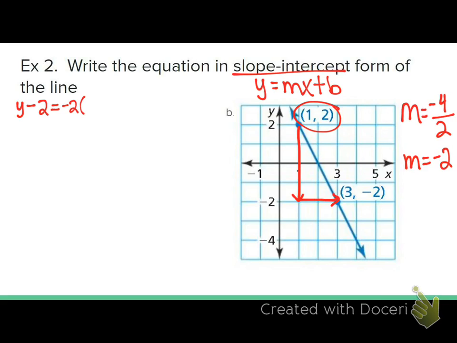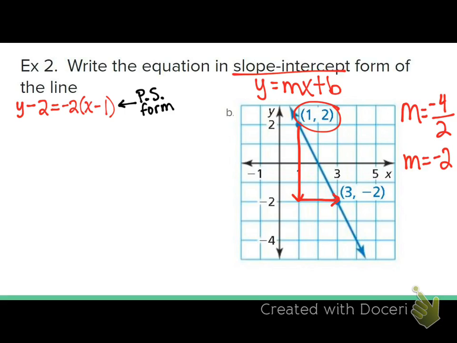Then we open up those parentheses, and in the parentheses we would have x minus 1. Good. So remember, we used our y1 and then our x1 from this point that we decided to use. Again, that's our point-slope form. I'll just label it PS form this time. Point slope. But I don't want it in point slope form. I need to take it all the way to slope-intercept form.